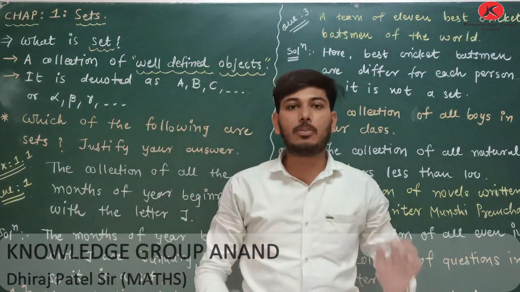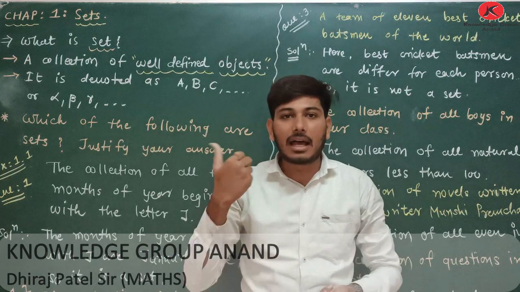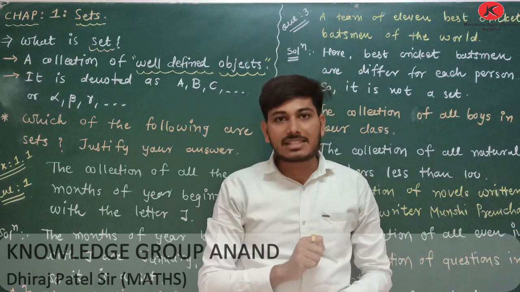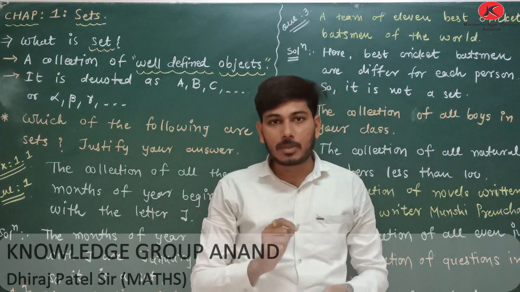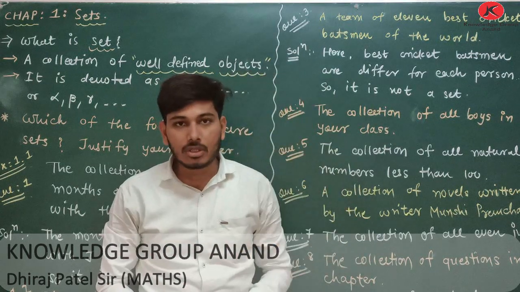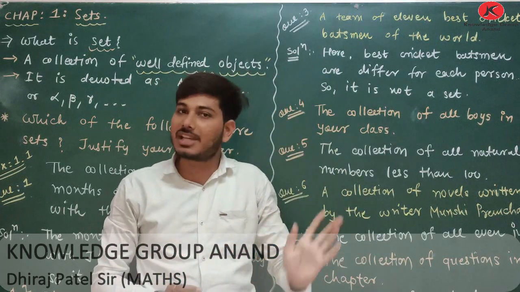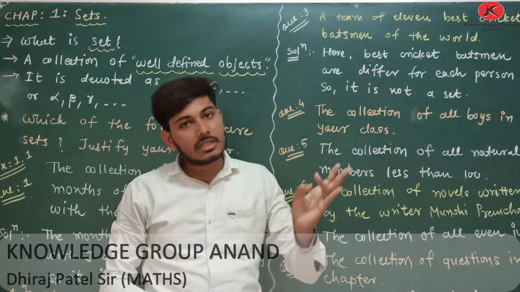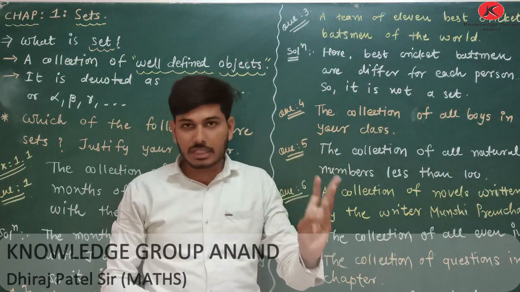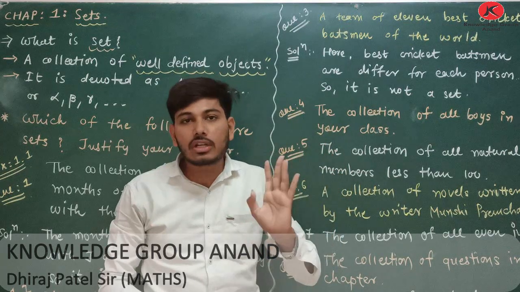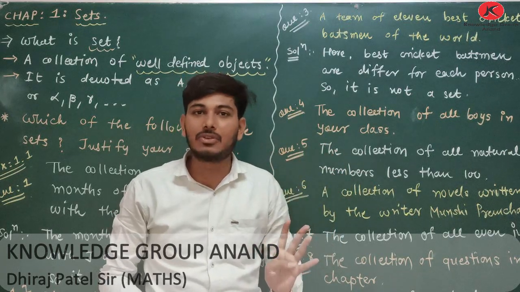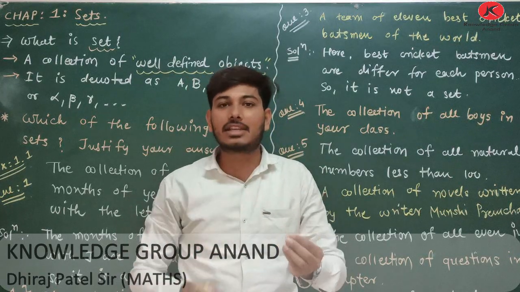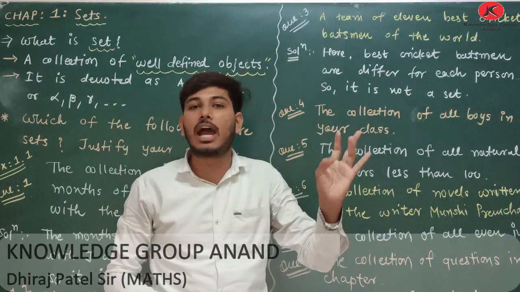Well-defined objects means, suppose I am taking the question, prime numbers less than 10. You know that the prime numbers which are less than 10 are 2, 3, 5 and 7. A total of 4 prime numbers are there which are less than 10. If I give the answer to this question, the answer will be 2, 3, 5 and 7.